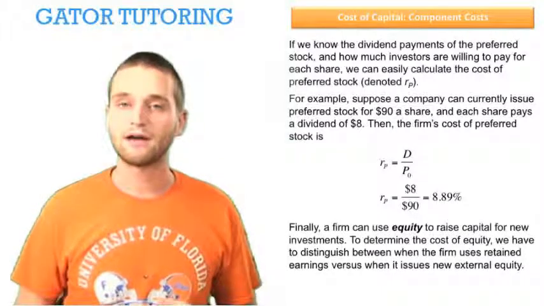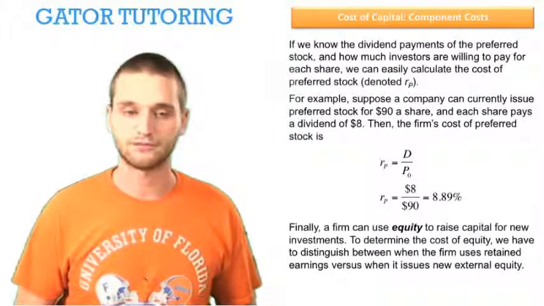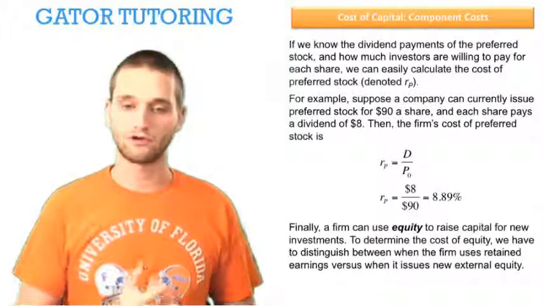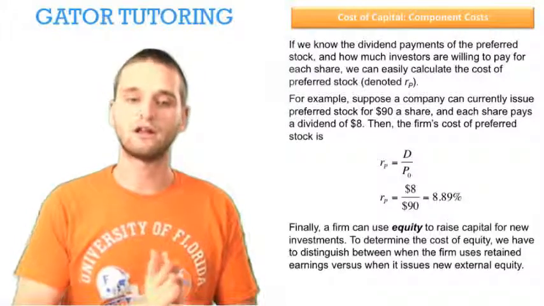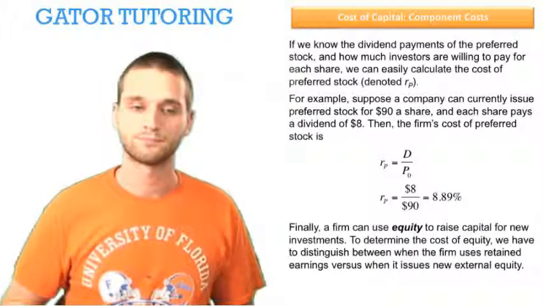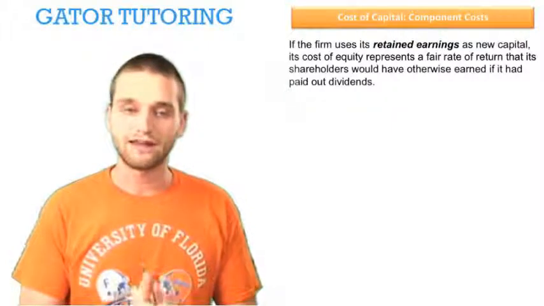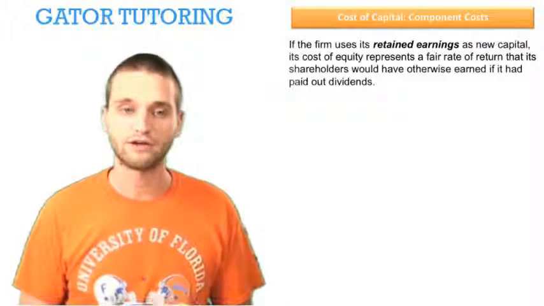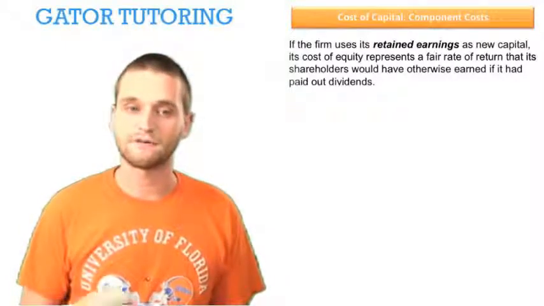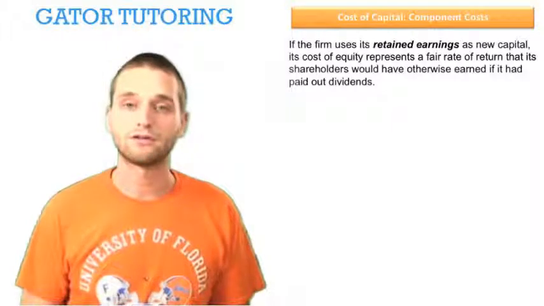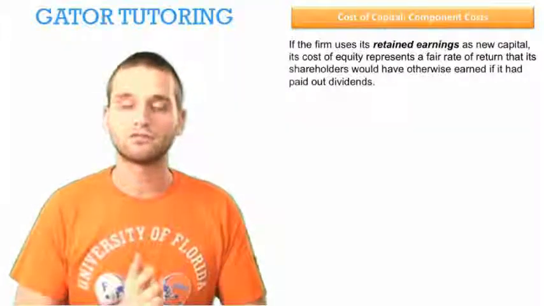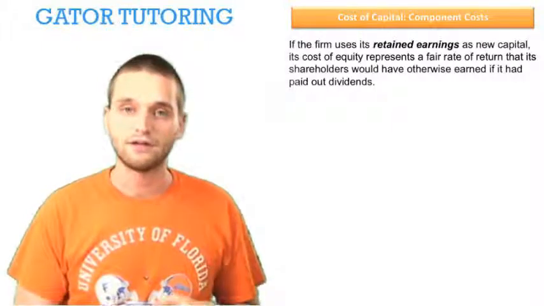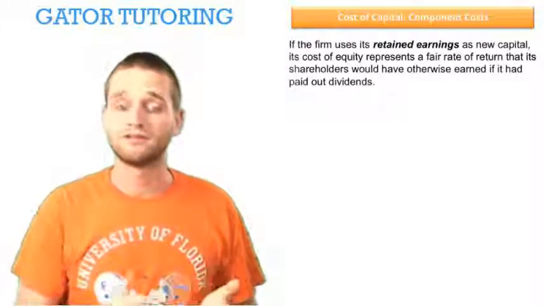Finally, a firm can use equity to raise capital for new investments. To determine the cost of equity, we have to distinguish between when the firm uses retained earnings versus when it issues new external equity. If the firm uses its retained earnings as new capital, its cost of equity represents a fair rate of return that its shareholders would have otherwise earned if it had paid out dividends. So the retained earnings of a firm are what's left over after it pays out its debt suppliers and its costs of capital and its business expenses.